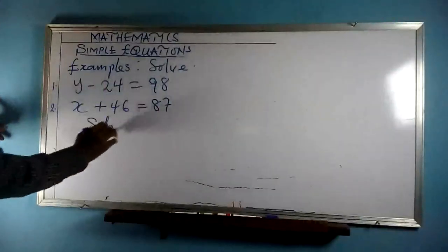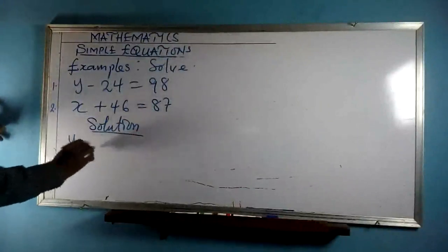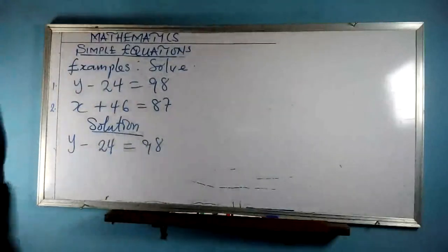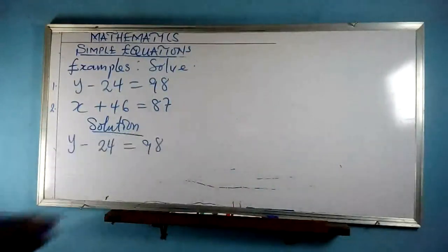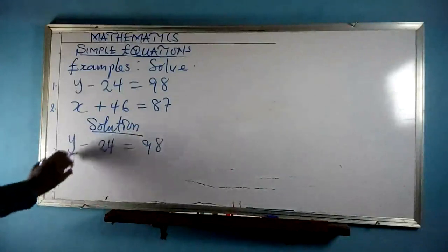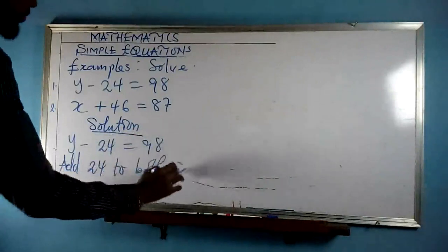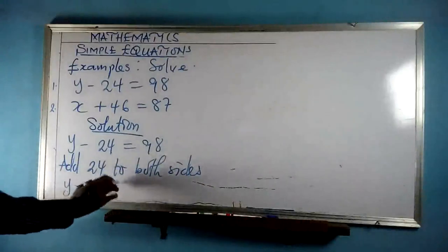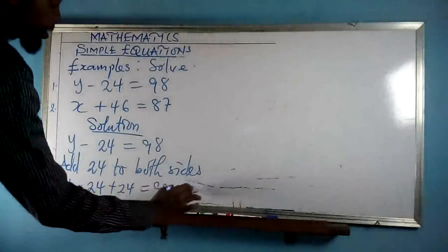So the solution will go like this. Don't forget we want to use the balance method. We have y minus 24 equals 98. This is minus 24, which means to get the opposite of it, we have to add 24 to both sides. Do you get that? Our mission is to nullify this one, to take it off the left side. So we have to add 24 to both sides. So we're going to have y minus 24 plus 24 equals 98 plus 24.